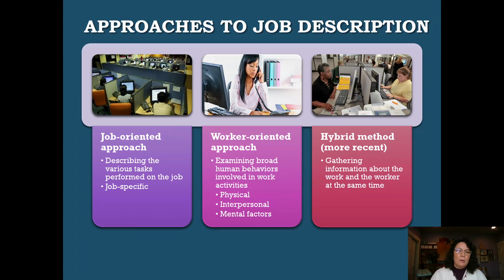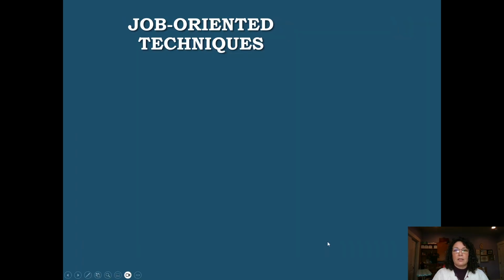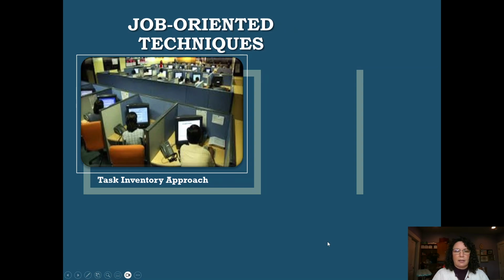So job oriented is going to focus very much on the tasks that are performed in the job. Worker oriented is going to look at the qualities that the employee would need. And then the hybrid method is sort of looking at both what does the job demand and what do we want the employee to come with. So that's where we're going. So let's start with the job oriented techniques.